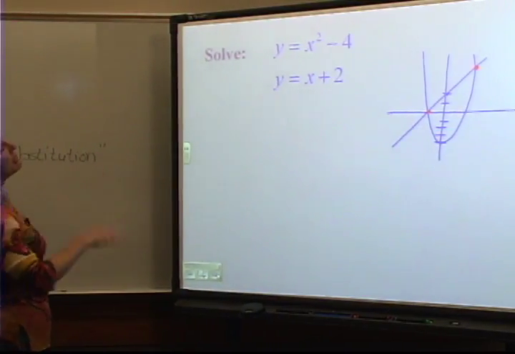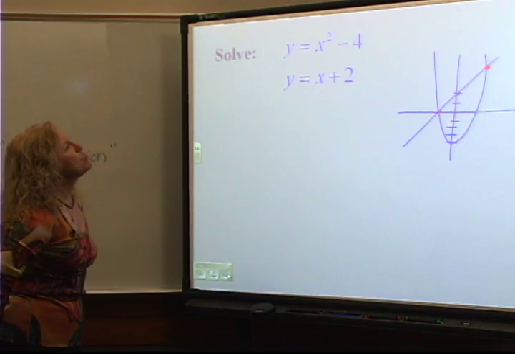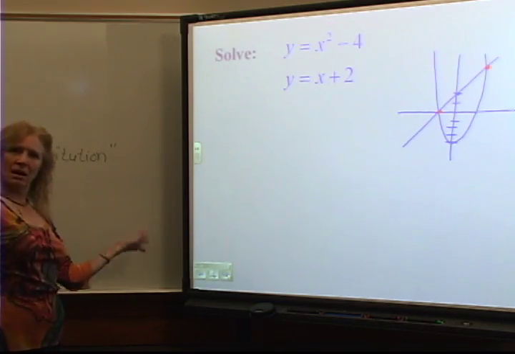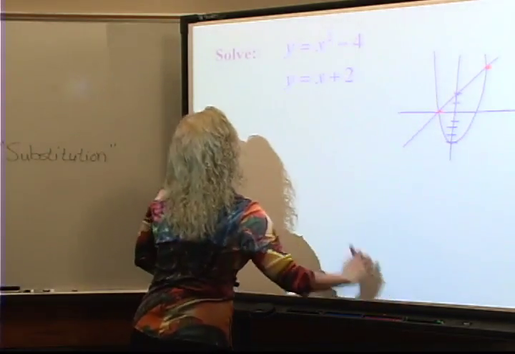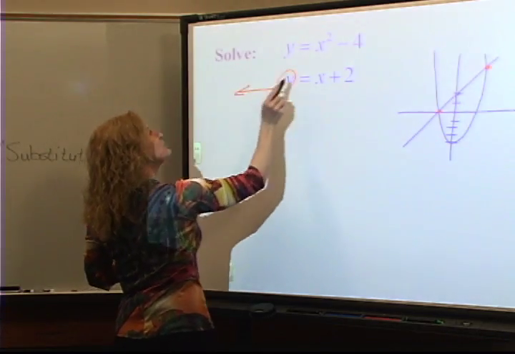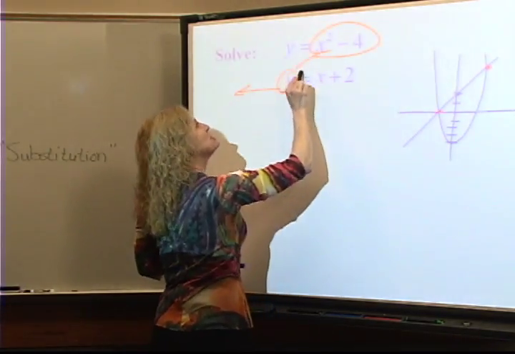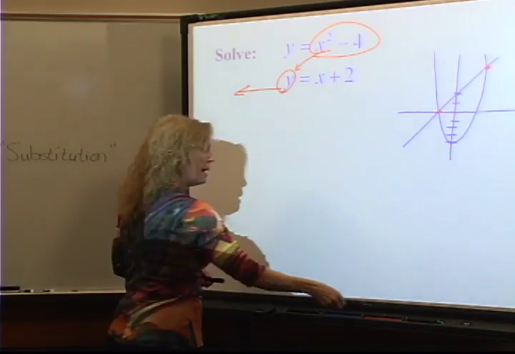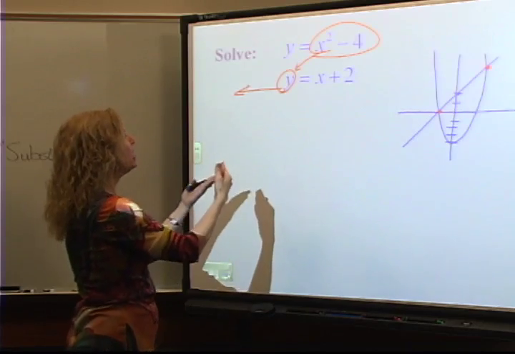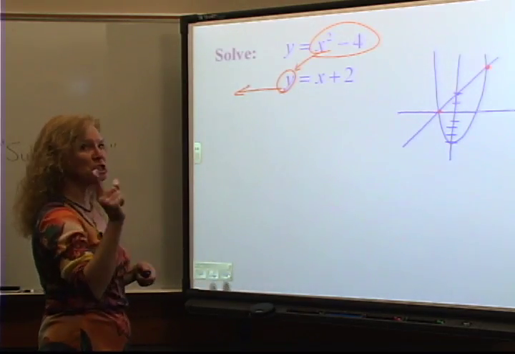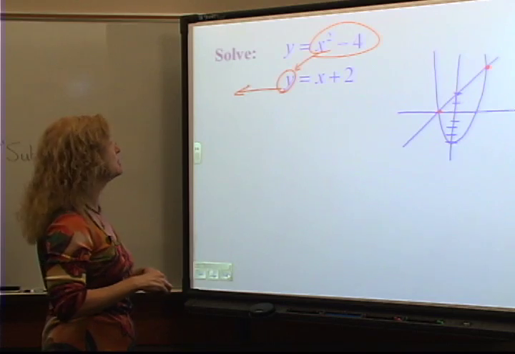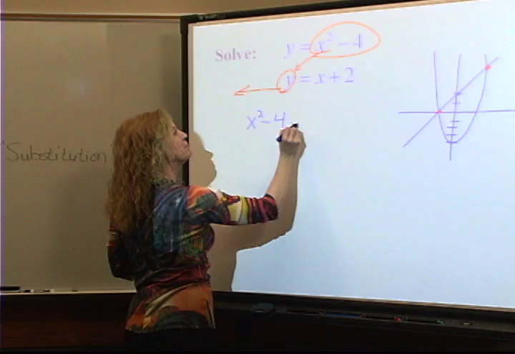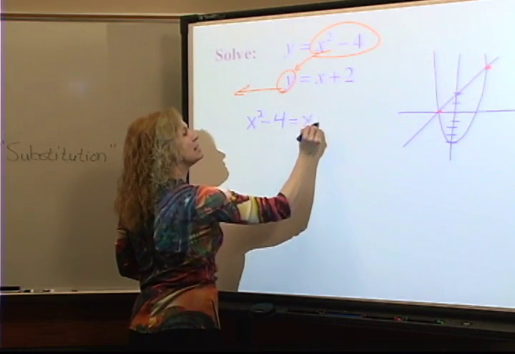Now, as you look at this system, I see y equals and y equals, and I say, oh, I'm ready to play John Madden. Y is out. I can substitute in there. In this case, I wouldn't use elimination. Because I had equations solved for y, substitution was my path of least resistance. So I get x squared minus 4 is equal to x plus 2.